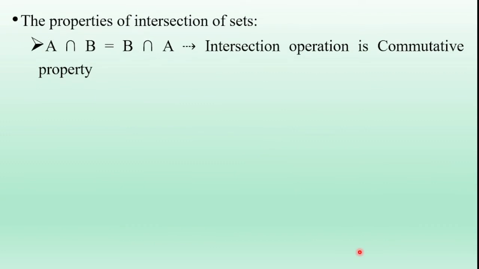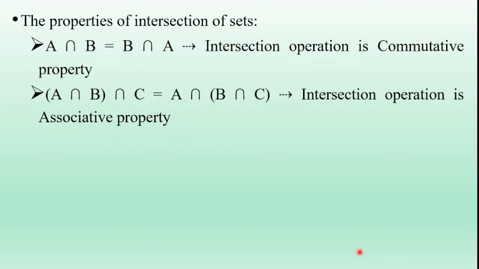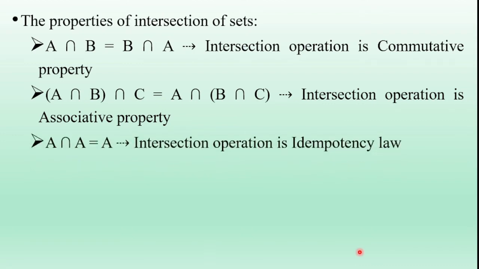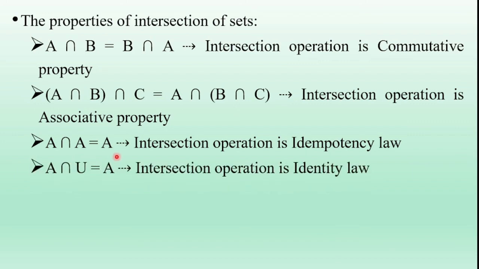And some important properties of the intersection of sets. The intersection operation is commutative, that is A intersection B is equal to B intersection A. The second property is A intersection B intersection C is equal to A intersection B intersection C, so the intersection operation is associative. Intersection operation has the idempotent law, that is A intersection A is A.